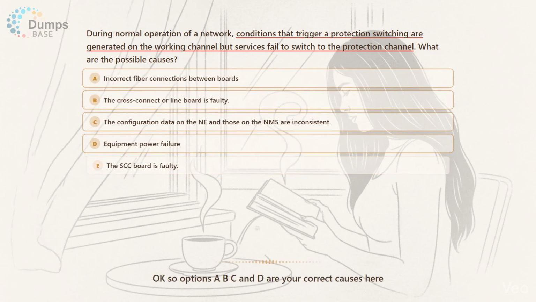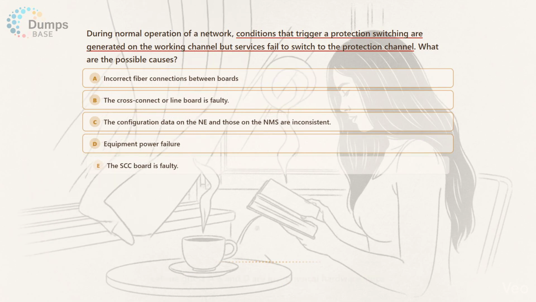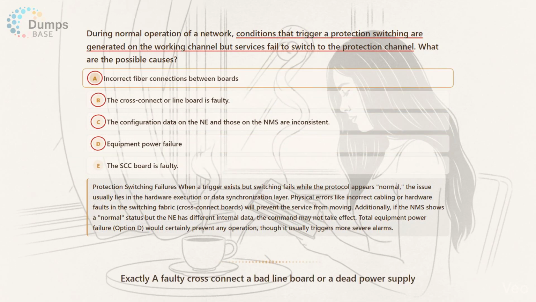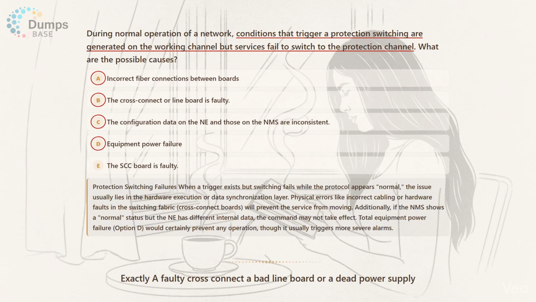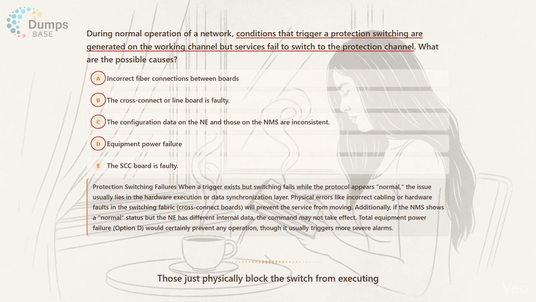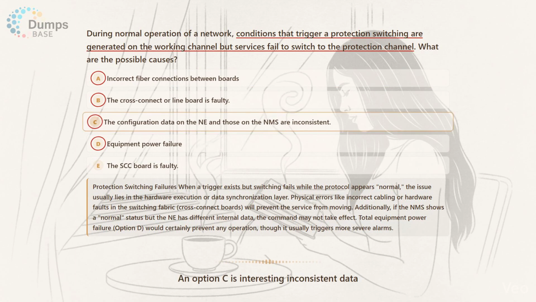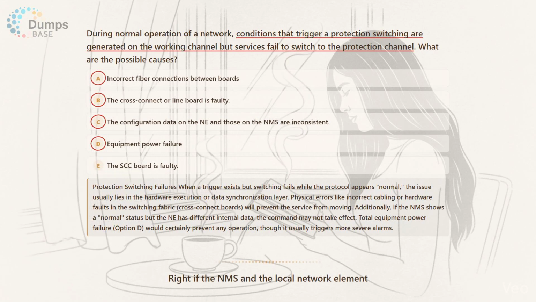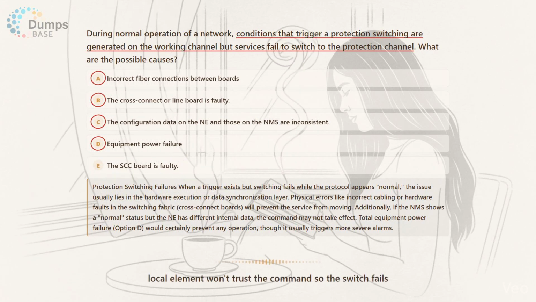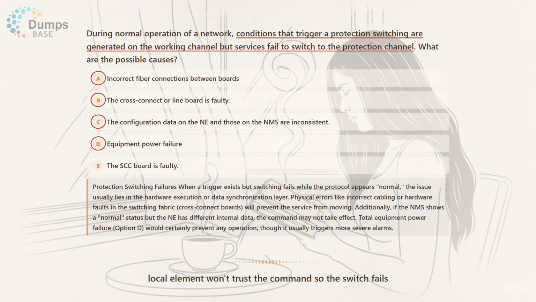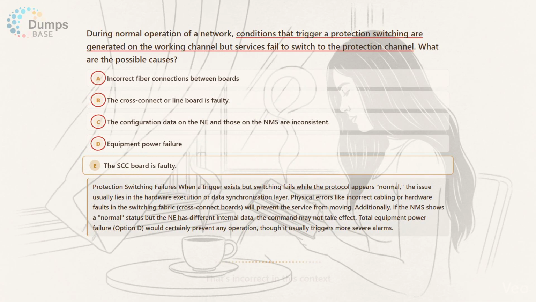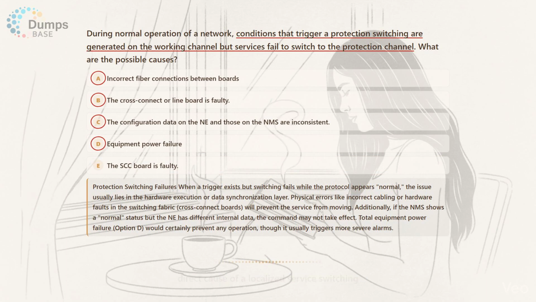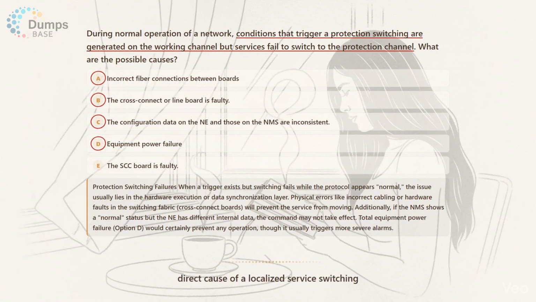Okay, so options A, B, C, and D are your correct causes here. Let me guess, A, B, and D are just physical hardware stops. Exactly. A faulty cross-connect, a bad line board, or a dead power supply. Those just physically block the switch from executing. And option C is interesting, inconsistent data. Right. If the NMS and the local network element have conflicting configuration data, the local element won't trust the command, so the switch fails. What about E, the SCC board? That's incorrect in this context. It manages system communication, but isn't the direct cause of a localized service switching failure here.